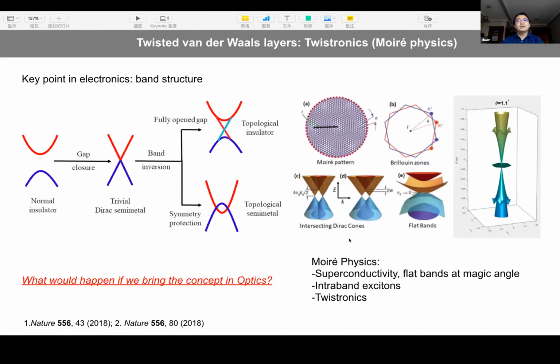This slide I can briefly skip because I think you are all experts in electronics. In electronics, band structure is quite important because it provides a lot of information about the electrons. If we bring two layers of graphene and twist them, we can have a dramatically different band structure. At the critical angle, we can have a flat band, which introduces quite interesting phenomena such as superconductivity. So we are wondering what would happen if we bring this similar concept of twisting into optics.